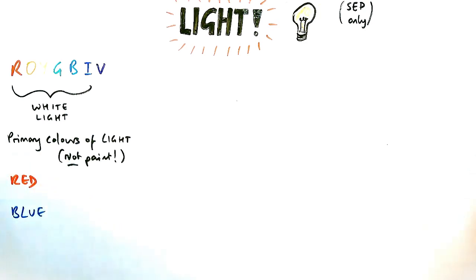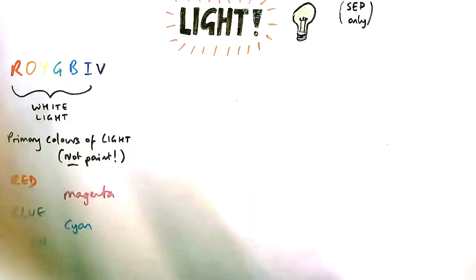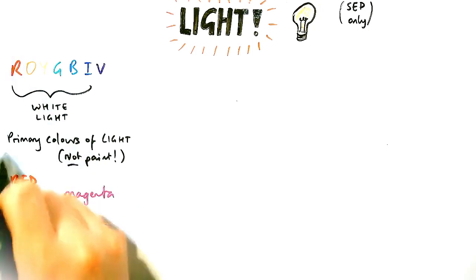Now, there are 3 primary colours which are different to paint. Be careful with this. They are made of red, blue, and not yellow, but green. So out of these 3 colours, you can make every other colour. Now, let's look at the secondary colours we might have. Blue and green together make something called cyan, a light blue. Red and blue together make magenta, and red and green will make yellow.